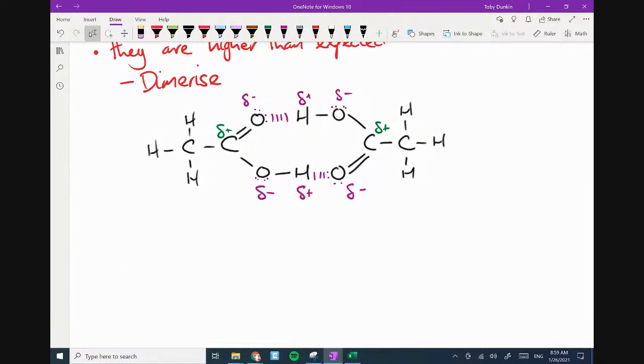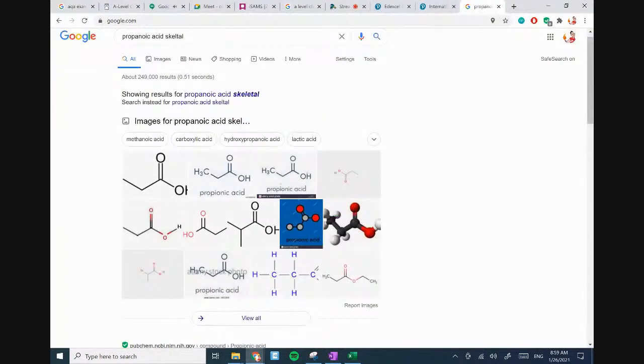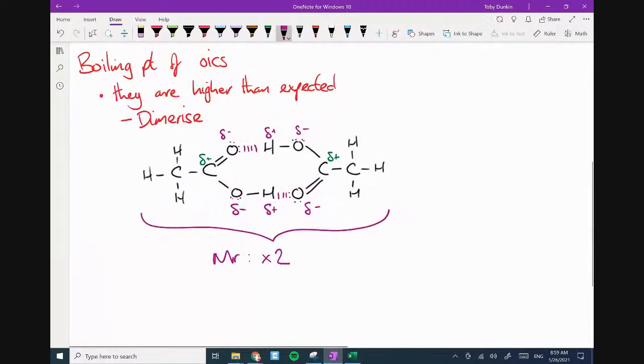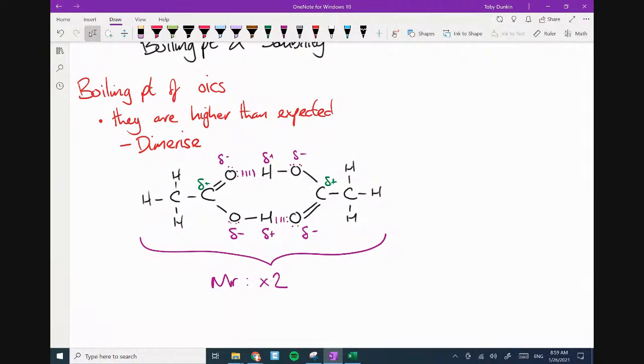So because they dimerize, their MR is effectively ×2, which leads to a higher boiling point than expected. Not particularly complicated, but we just need to know that they do it. So the MR doubles, so higher than expected, higher BPT than predicted.